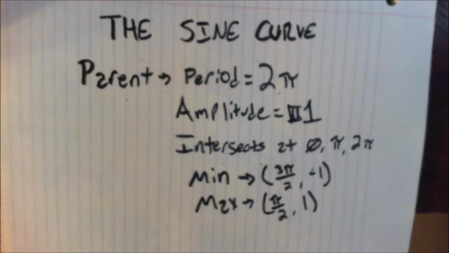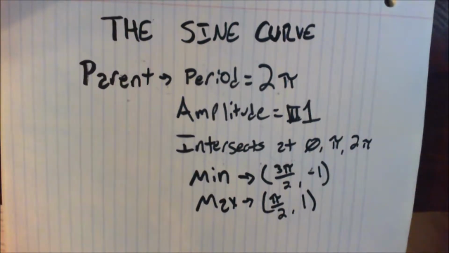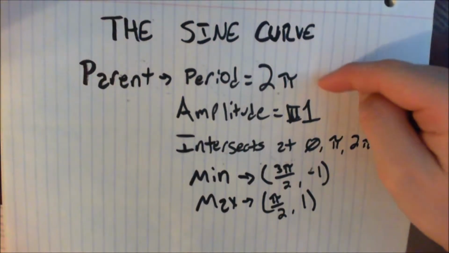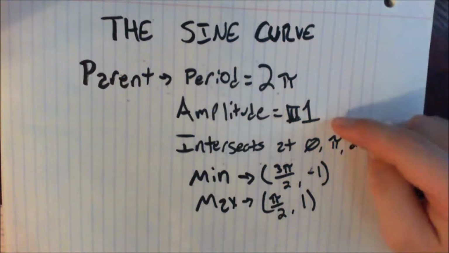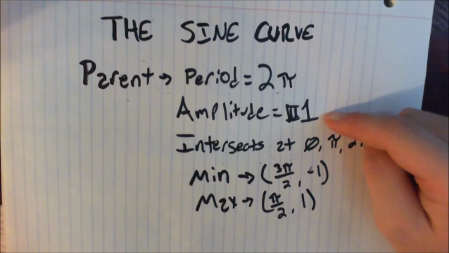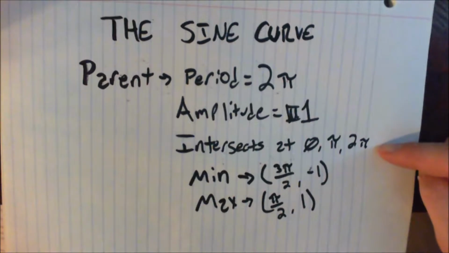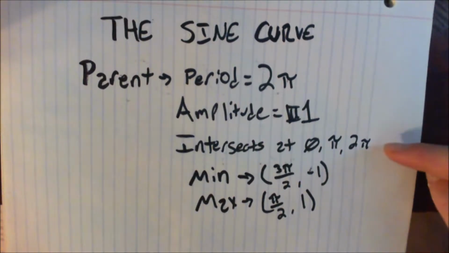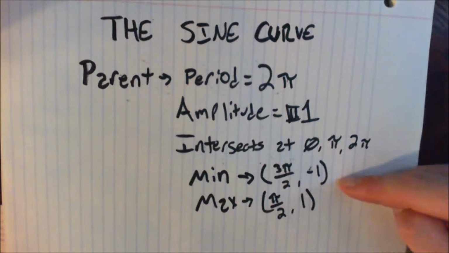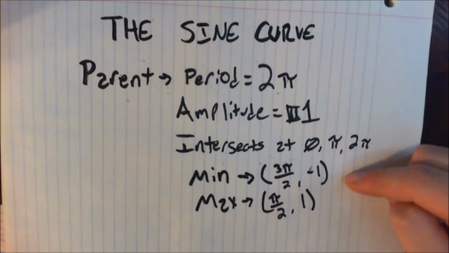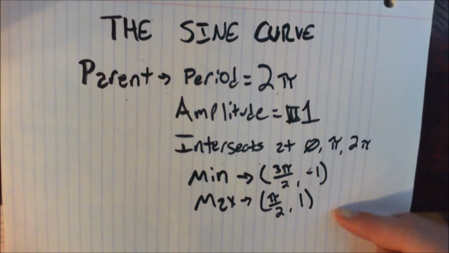Here are some basic things that you should know about your basic sine curve. In your parent function, the period will always be 2 pi. One single completion, or one single period, of the function will always finish at 2 pi. The amplitude of the parent function is 1 unit. The graph will intersect the sinusoidal axis at x equals 0, pi, and 2 pi, and then every multiple thereof. Your minimum point will be at 3 pi over 2 and negative 1, and your max point will be at pi over 2 and 1.